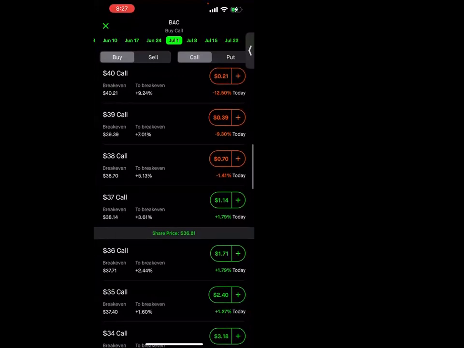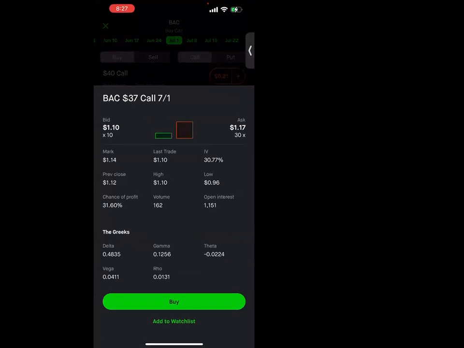Like if you're working or something of that nature and you just can't watch your trade, and let's say you wanted to grab this $37 call. Let's look at this. It says $48.35, right? And your gamma is $12.56. Off rip, you're making, boom, $58, $60, so about $61 and some change, that you're going to be making if this underlying stock goes up a dollar.